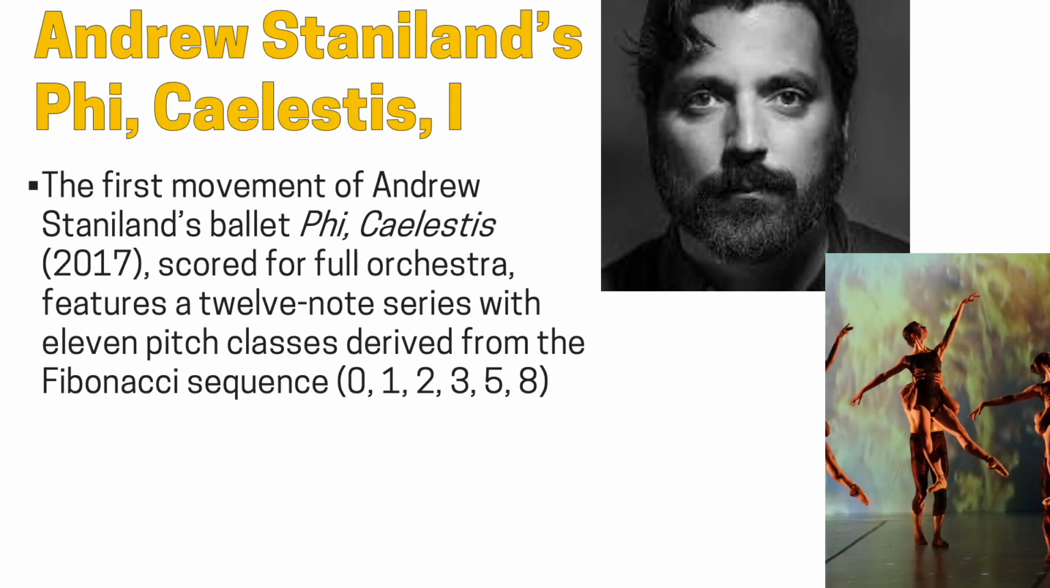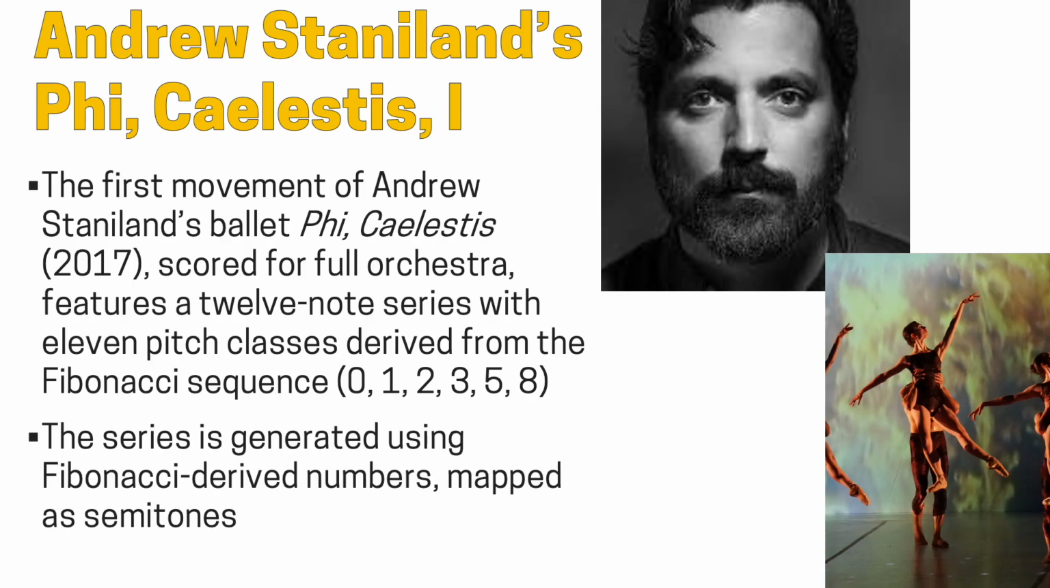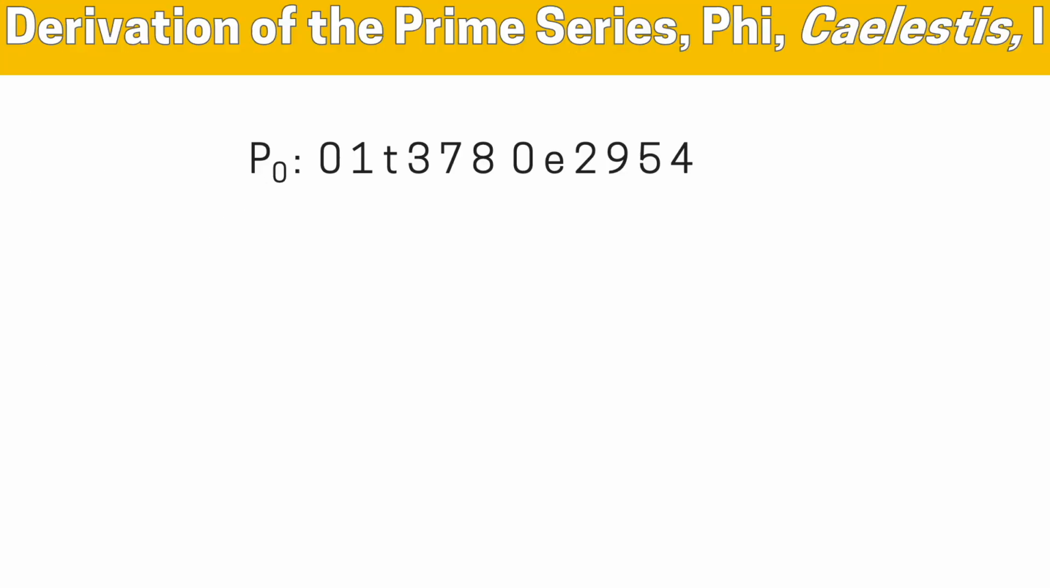The first movement of Andrew Staniland's ballet, Caelestis, commissioned by the National Art Centre in 2017 in commemoration of Canada's sesquicentennial, features a 12-note series containing 11 distinct pitch classes derived from the following version of the Fibonacci sequence. The row series is generated using these Fibonacci-derived numbers mapped as semitones. Here is the prime series of the work.